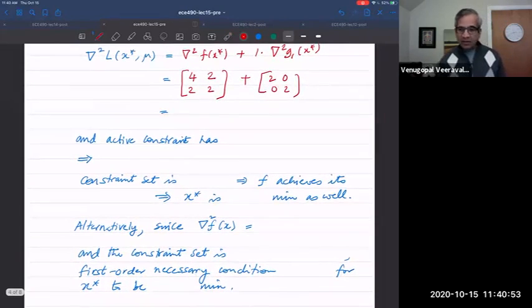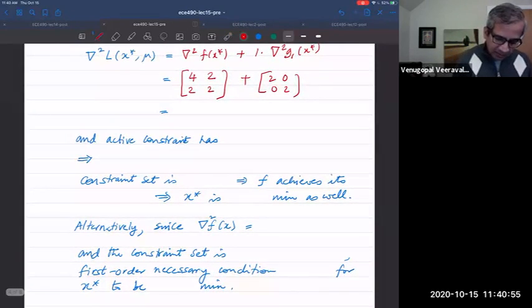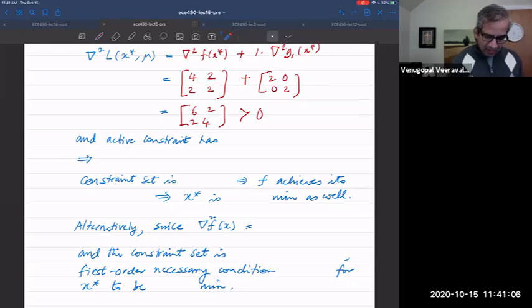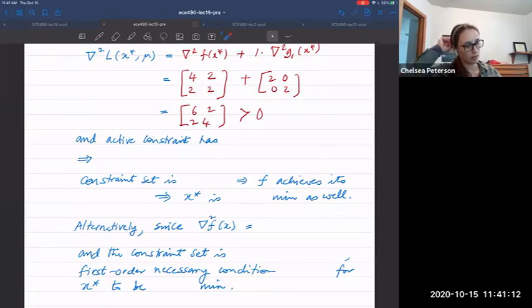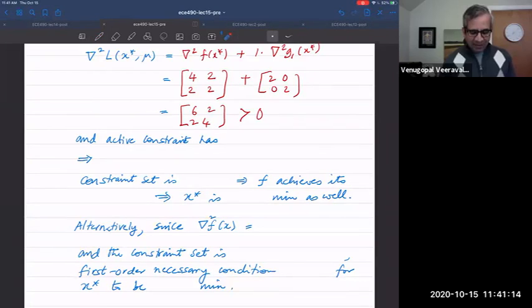So if you add these two up, you get 6, 4, 2, 2, which is easy to see that it's a positive definite matrix. Why? Because, why is this a positive definite matrix? Its leading principal minors are greater than 0. Yeah, the leading principal minors are greater than 0. So this one's greater than 0, and then the determinant of this whole matrix is clearly greater than 0.